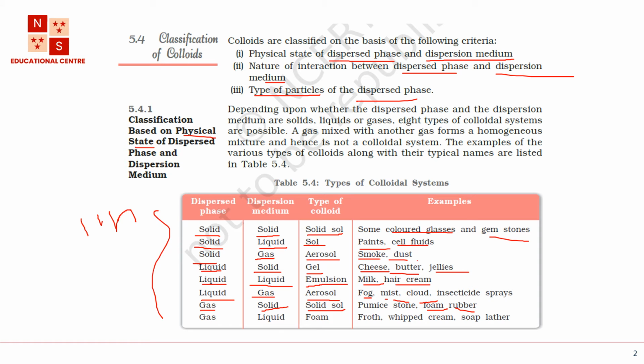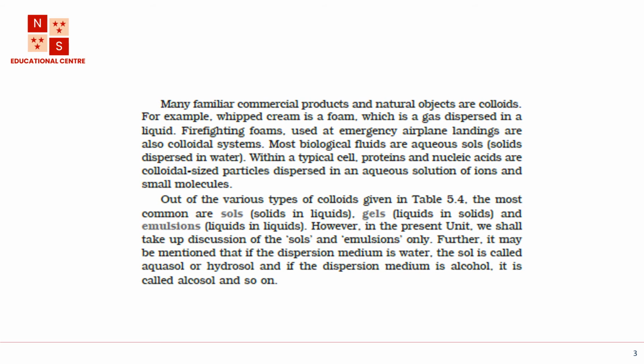Sometimes they may give you the examples and ask you the dispersed phase and dispersed medium, or they may give the types of colloids and ask you the dispersed phase and dispersed medium. You must be thorough with this tabular column. The last one, gas in liquid, is foam. Examples: whipped cream, soap, leather. So this is about the classification based on the physical state of dispersed phase and dispersed medium.